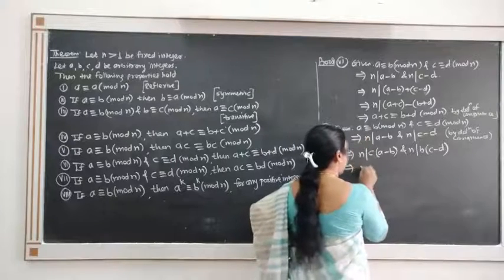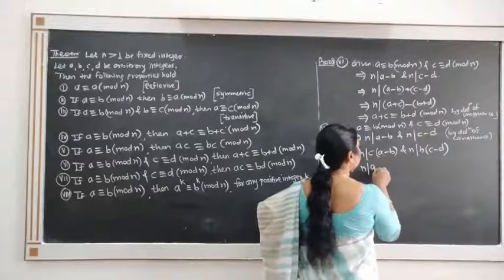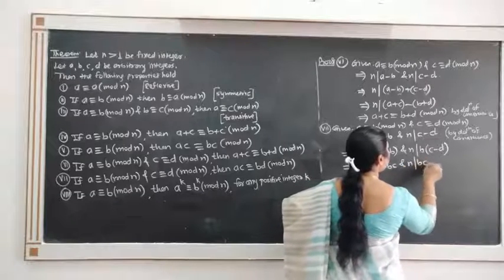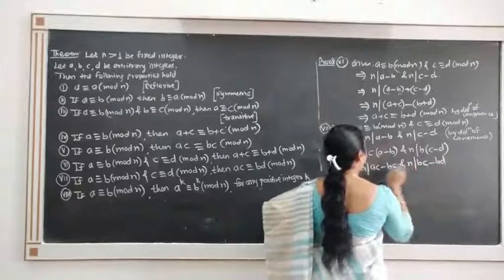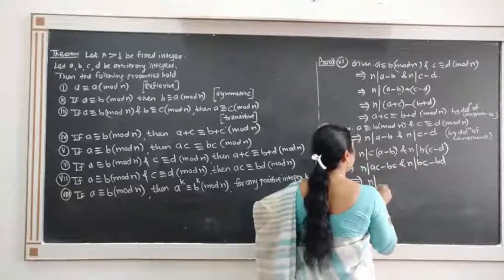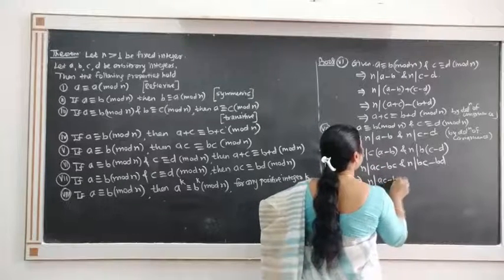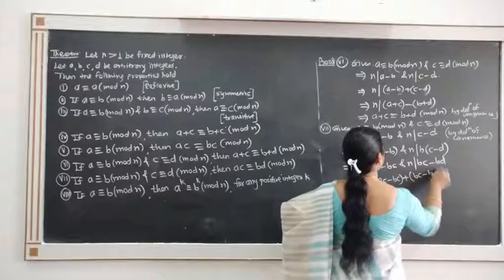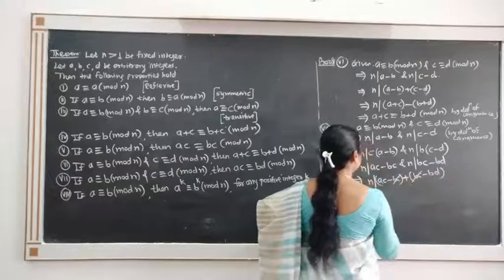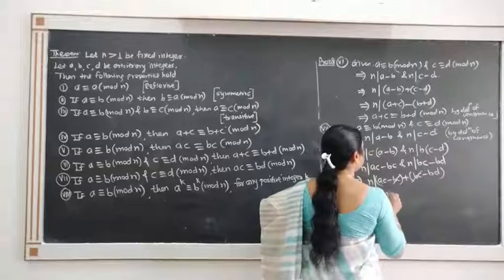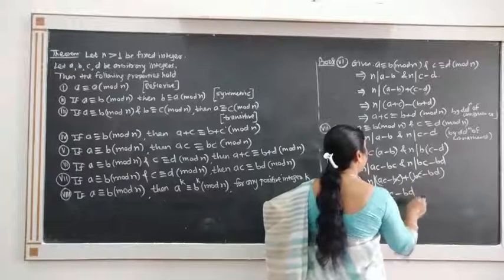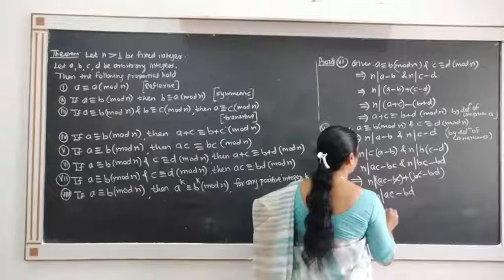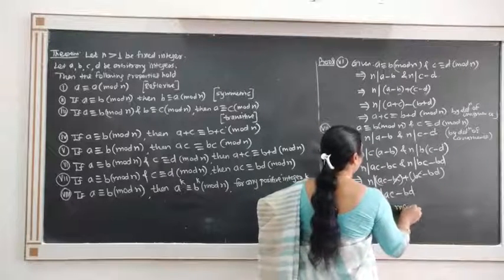So this implies that N divides AC minus BC and N divides BC minus BD. Now add these two. So obviously N divides AC minus BC plus BC minus BD. BC gets cancelled and we have N divides AC minus BD. So by definition of congruence, AC is congruent to BD mod N.